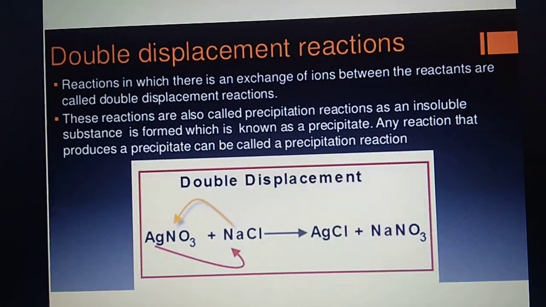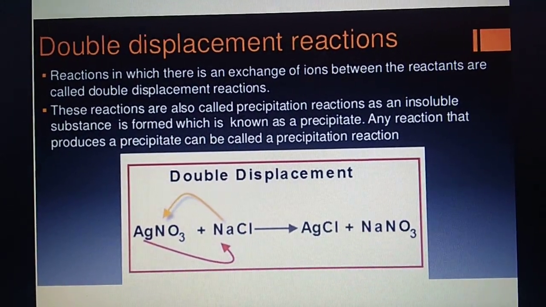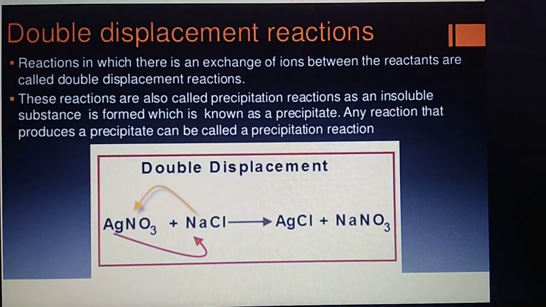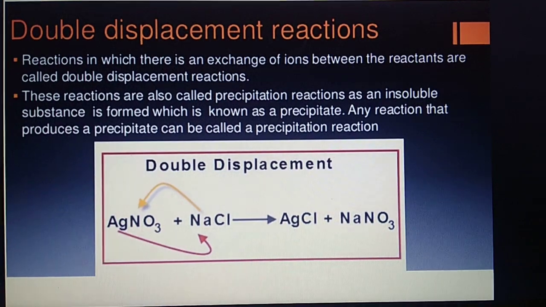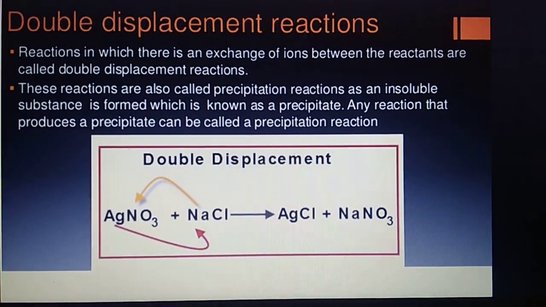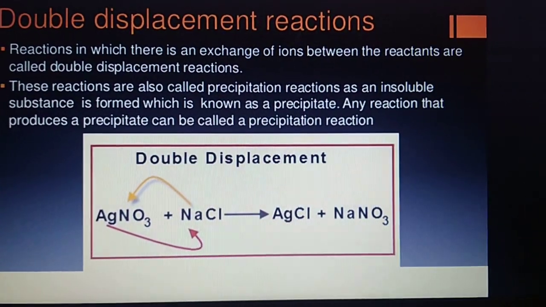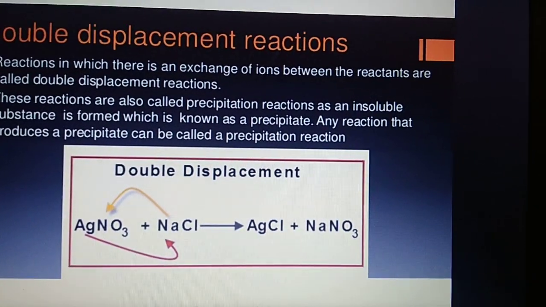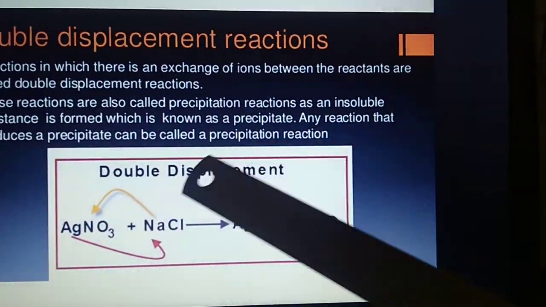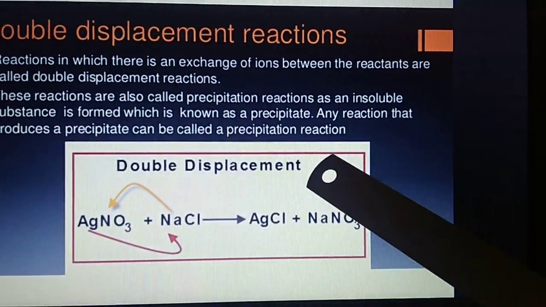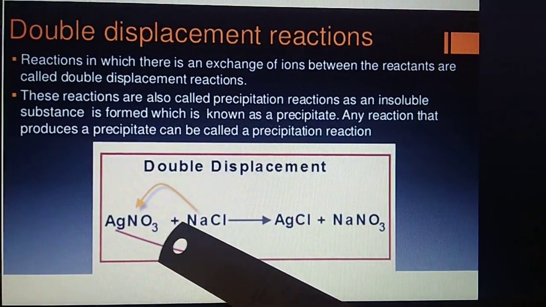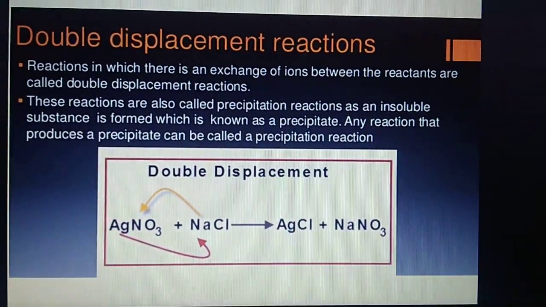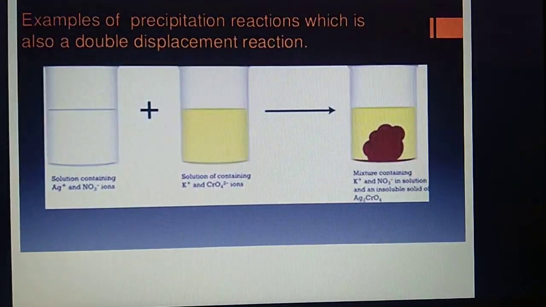What is a double displacement reaction? The reactions in which there is an exchange of ions between the reactants are called double displacement reactions, which are also called precipitation reactions, because an insoluble substance is formed, which is known as a precipitate. So any reaction that produces a precipitate can be called a precipitation reaction. This is an example of a double displacement reaction in which AgNO3 plus NaCl reacts to give AgCl plus NaNO3. So this is an example of a double displacement reaction.